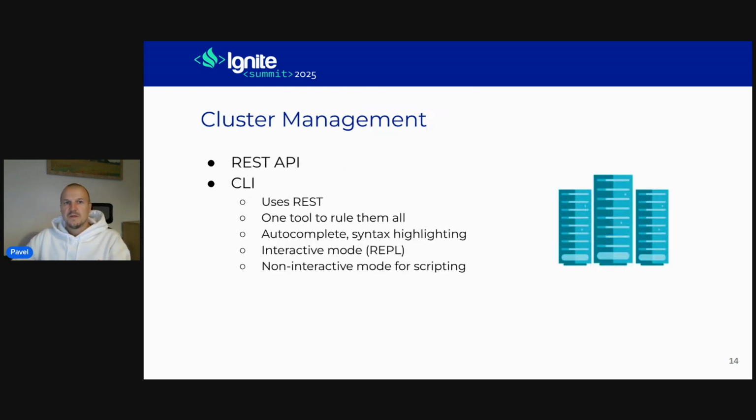For cluster management, the reworked REST API is now the one and only entry point. A single new CLI tool replaces multiple tools that we had in Ignite 2. And CLI operates through the REST API. So we have kind of dogfooding here, and both tools have the same capabilities. The CLI also has syntax highlighting with autocomplete, and it works in two modes. There is an interactive mode that we have seen on the demo. It's a read eval print loop. And there is a non-interactive mode where the tool executes a given command and exits, which can be used for scripting and automation.